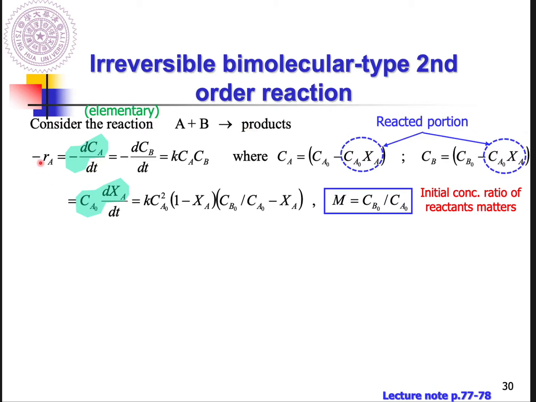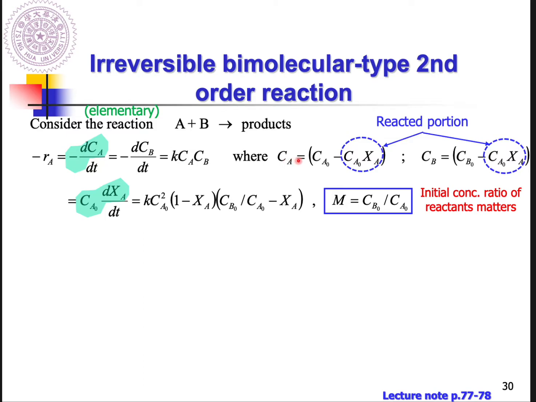So the consumption rate of reactant A can be expressed like minus dCA over dt. And as you know, we consume one A with one B, right? So we can equate it to minus dCB over dt, because we consume one A, we will also consume one B. This is elementary, okay? Then we will get k CA to 1, CB to 1, because this is a second order reaction.